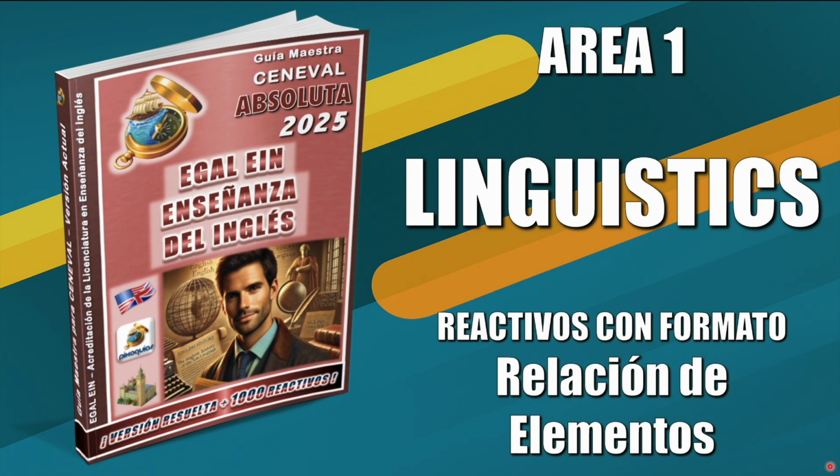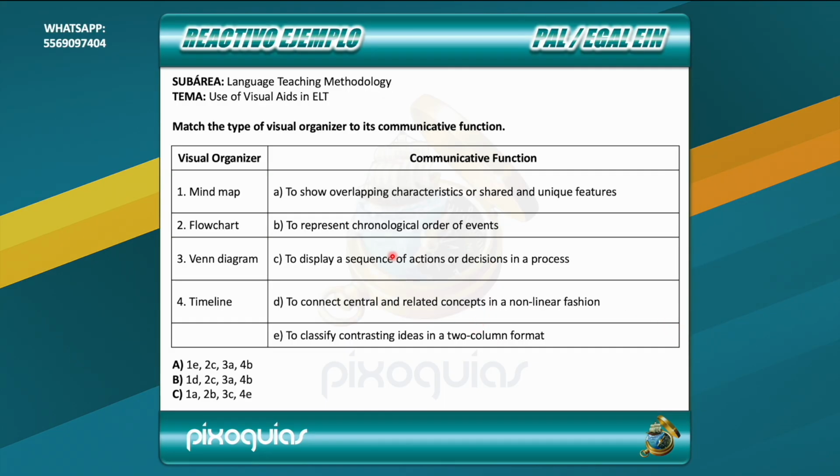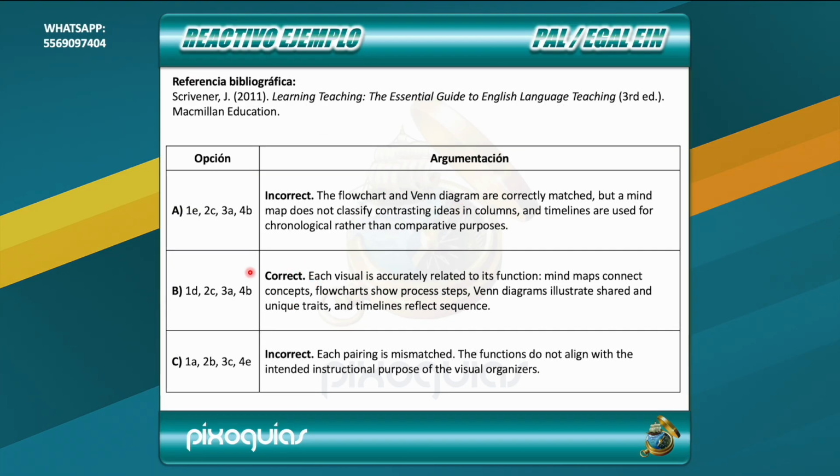Now we will go over exercises from the Area 1 Linguistics in the matching format, that is, relation of elements, where you are asked to connect related concepts or ideas. We can see this exercise from the sub-area Language Teaching Methodology, of the topic Use of Visual Aids in ELT. Match the type of visual organizer to its communicative function. We have this column, the visual organizer and communicative function. We can see that the correct answer is B.